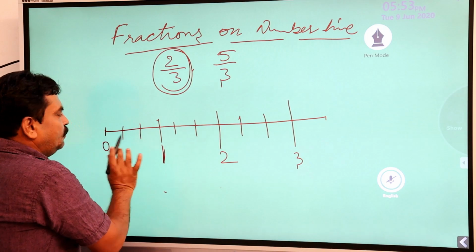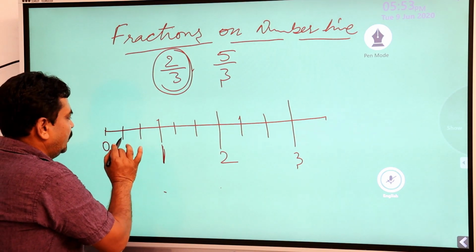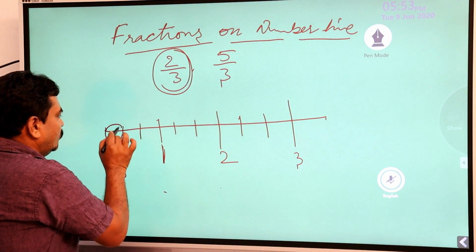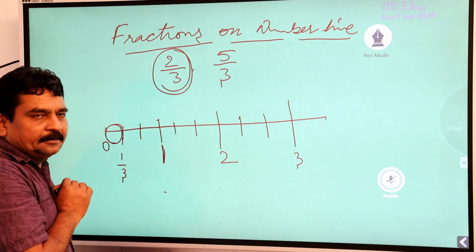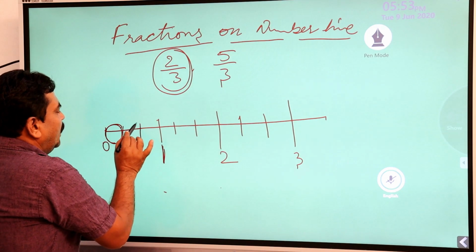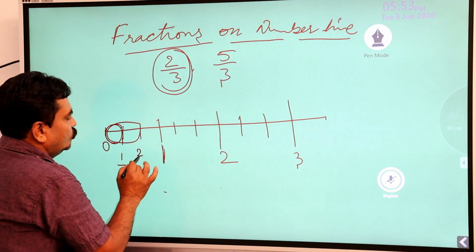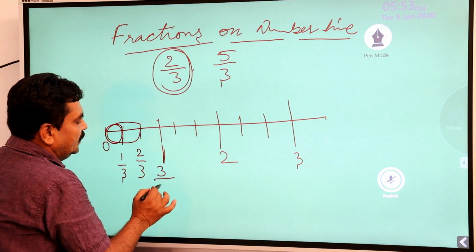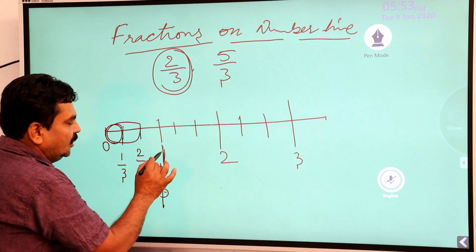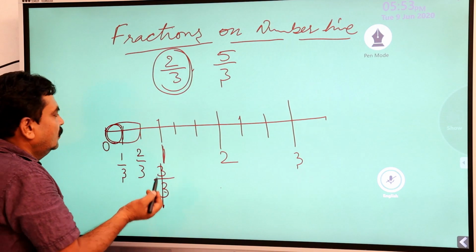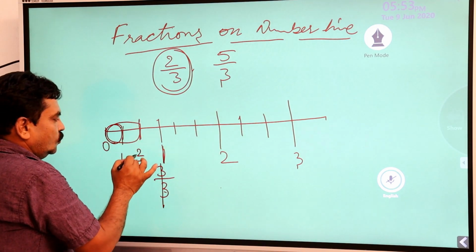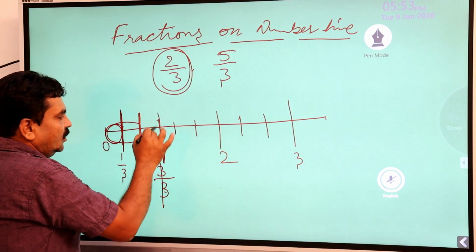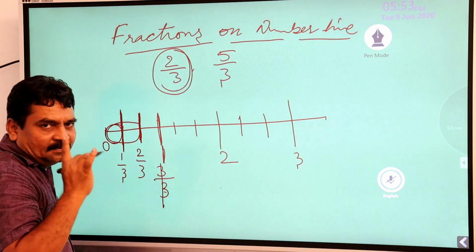Now you see, this is 1. 3 parts are there. So this part you call 1 by 3. This part you call 2 by 3. And this part you call 3 by 3. So 3 by 3 is how much? 1. You got it. So this is your 1 by 3 part, this is your 2 by 3 part, this is your 3 by 3 part, that is 1.